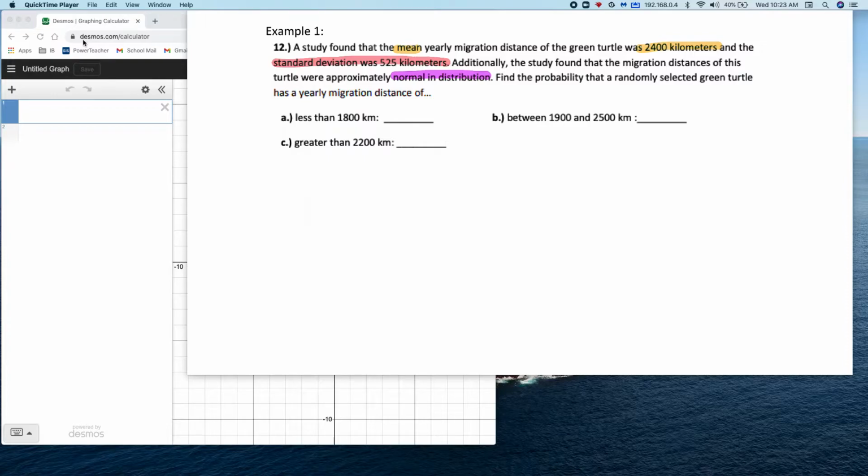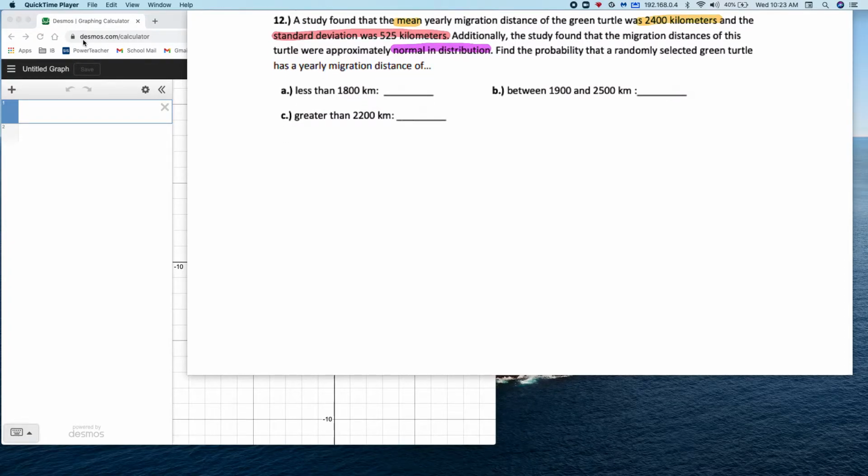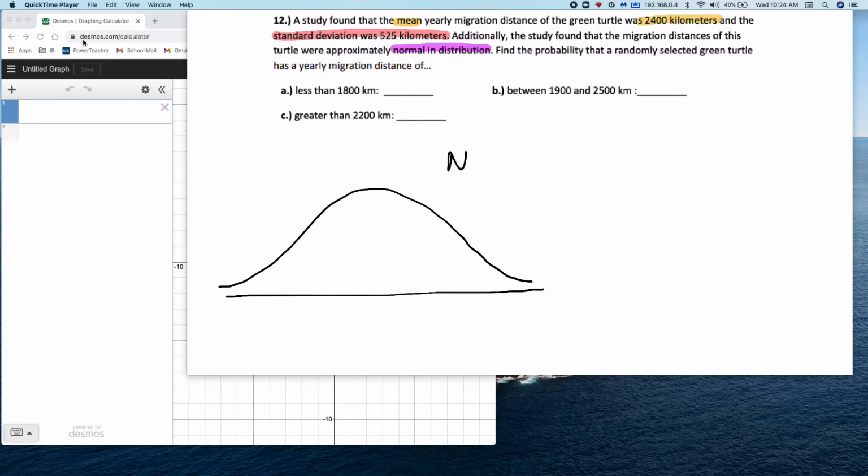But what you have is a normal distribution. If I were going to label this, I know I have a normal distribution. That tells me it's a normal distribution. The mean is 2,400 kilometers, and the standard deviation is 525.